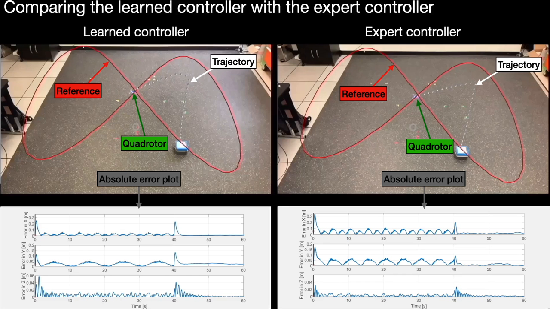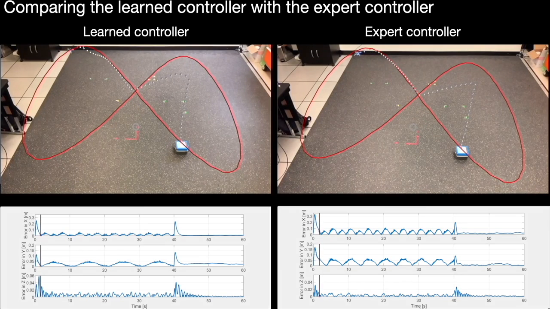Next, we apply both the learned controller and the expert controller to the task of following a slanted figure of 8 in the air. Please note that this is completely different from the task that we have asked during the expert data collection. The learned controller tracks the trajectory well, with the error that is of the order of centimeters. However, in comparison to the expert controller, the learned controller takes a longer time to settle.